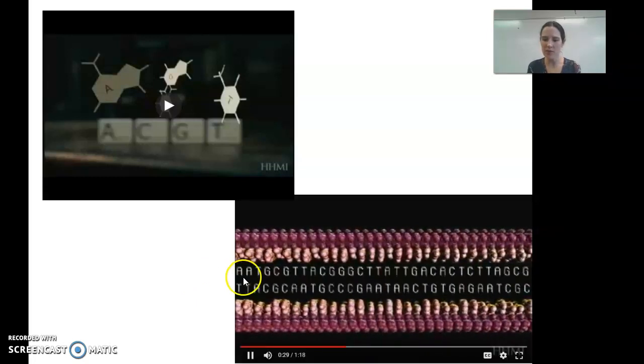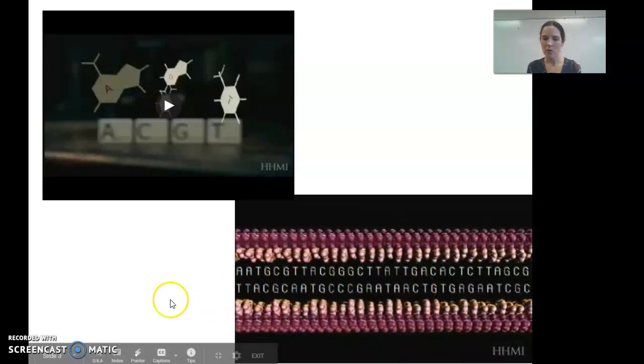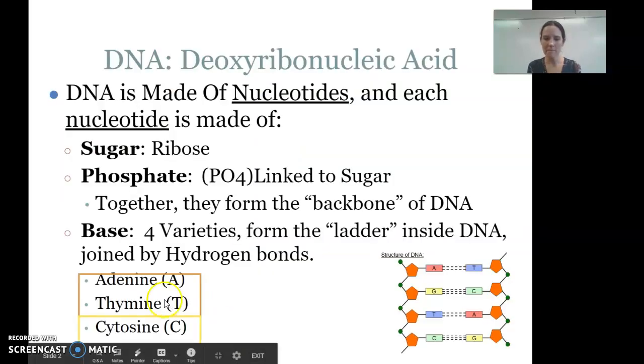So if you know what this strand says and you know how they partner up, you'll automatically know what this strand says. Because according to our notes, I'll go back to the slide, adenine and thymine are always going to go together. They always want to partner up. They are called complementary base pairs. Cytosine and guanine, same thing. They are also complementary base pairs.